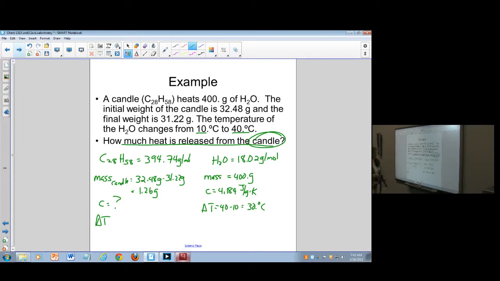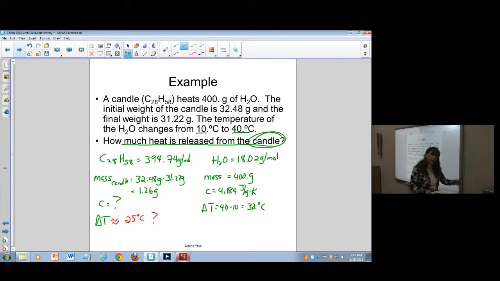What about the change in temperature of the candle? Well, we have no information about that in this problem. It doesn't tell us what the temperature was at the beginning. We might be able to assume that it's at room temperature, which is 25 degrees Celsius. That's probably an okay assumption, but how do we know what the final temperature is? We're not really sure, right? So we can't really calculate the change in temperature here, or the specific heat constant.